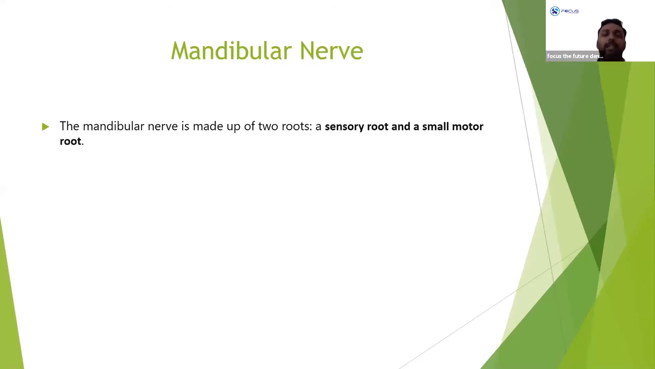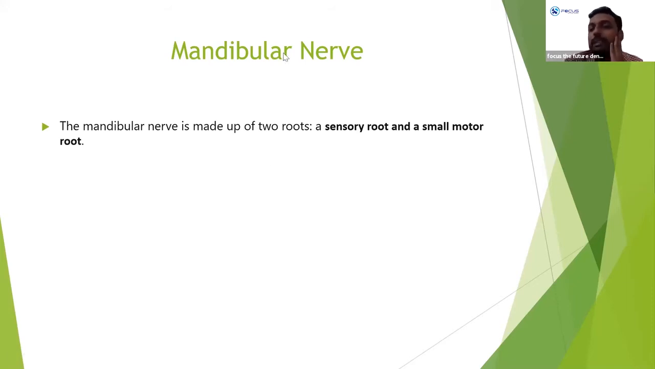So the mandibular nerve is made up of two roots, a sensory root and a motor root. That means your mandibular branch is a mixed branch. You have motor and you have sensory. So can you tell me the muscles supplied by the mandibular nerve, the motor root? I'll give you a clue. It is the muscles from the first pharyngeal arch. Yes: muscles of mastication, mylohyoid, tensor veli palatini, tensor tympani, and the anterior belly of digastric, isn't it? All these come from the small motor root.